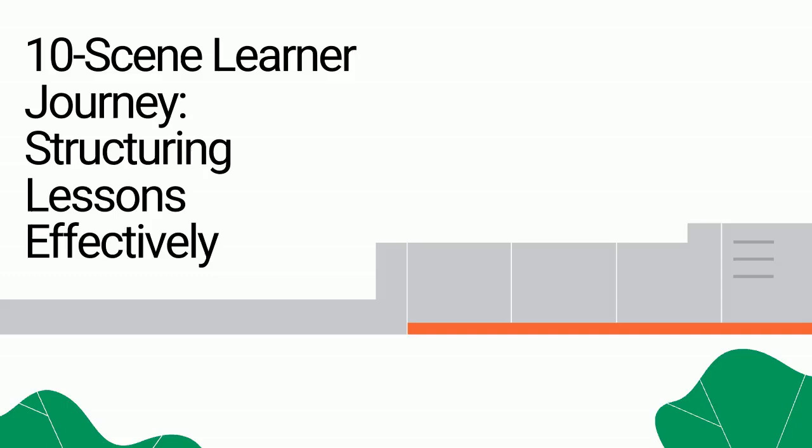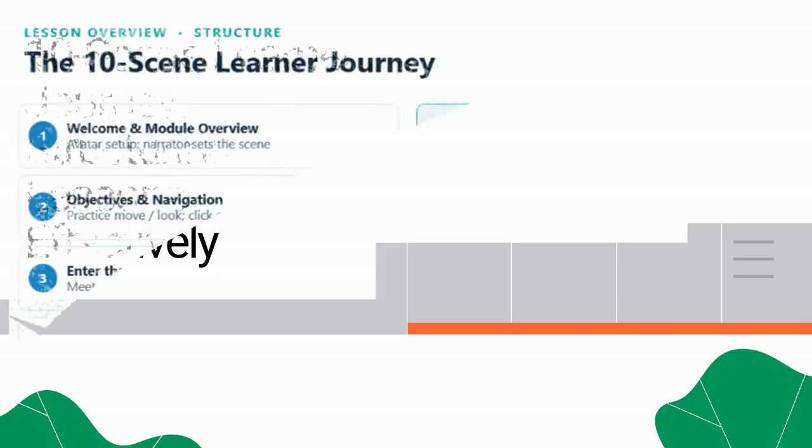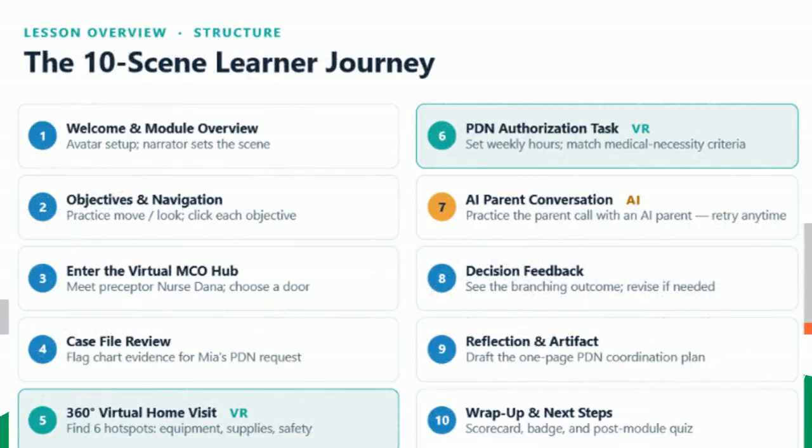10-scene learner journey. Structuring lessons effectively. The learner journey consists of 10 scenes, starting from onboarding to wrap-up. Onboarding sets foundational expectations. Obtain VR authorization for virtual access. Engage in an AI conversation with parents. Use the virtual MCO hub for resources. Complete a 360-degree home visit to understand needs.